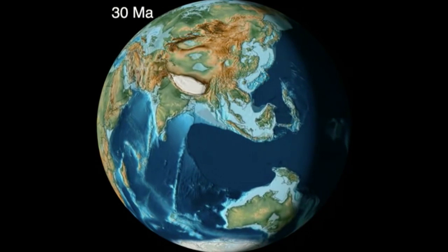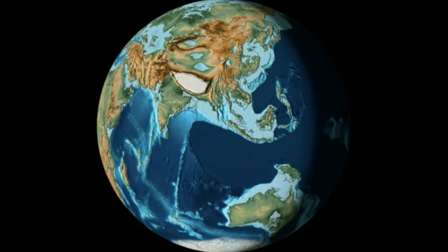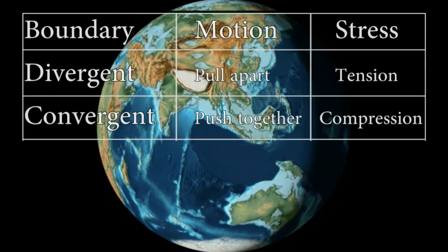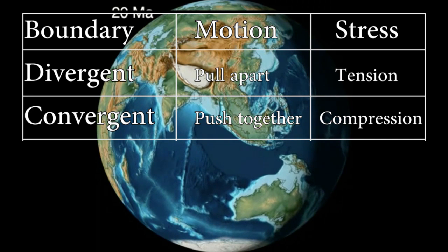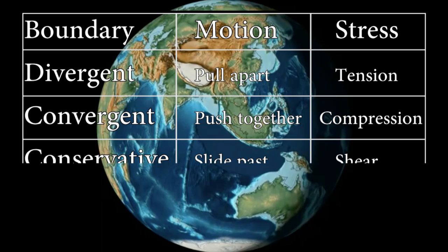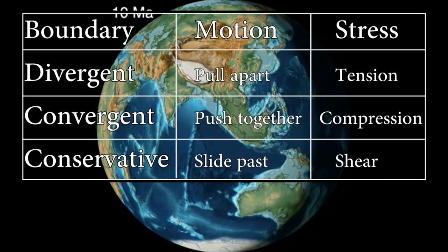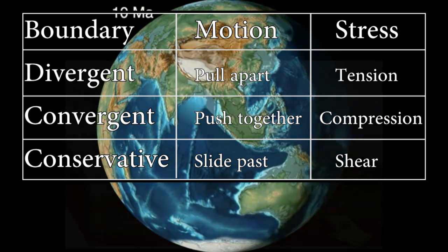The final plate boundary type does not have the plates pushing together like the converging boundaries, nor pulling apart in the divergent boundaries. Rather, we see two plates slide past each other, neither creating nor destroying crust and lithosphere to any significant extent.